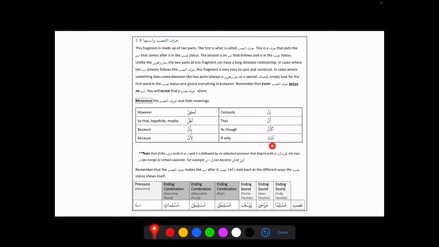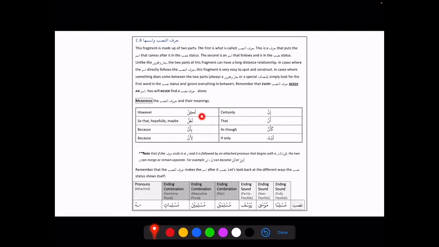Surat Naba, at the very end, it says, Yaqulul kafiru ya laytani kuntu turaba. So Laita is over there. So they will wish that they were nothing. They didn't exist. They were just a particle of dust. So they don't have to be accountable.